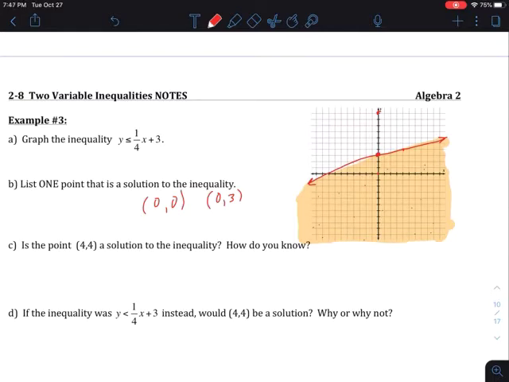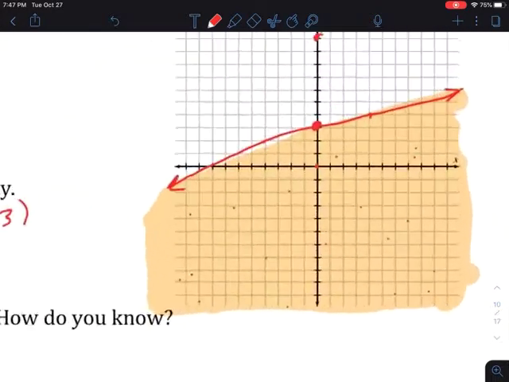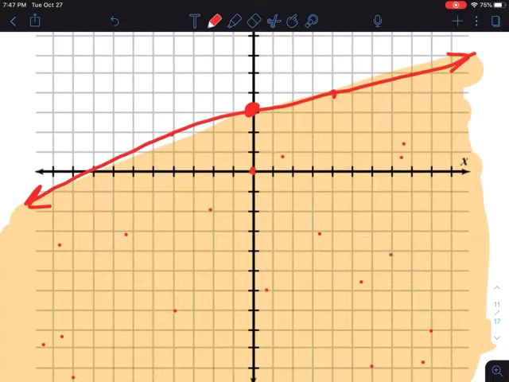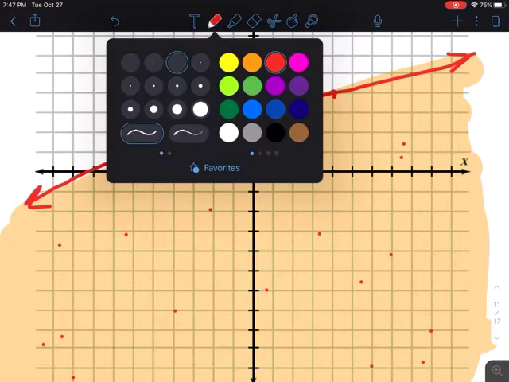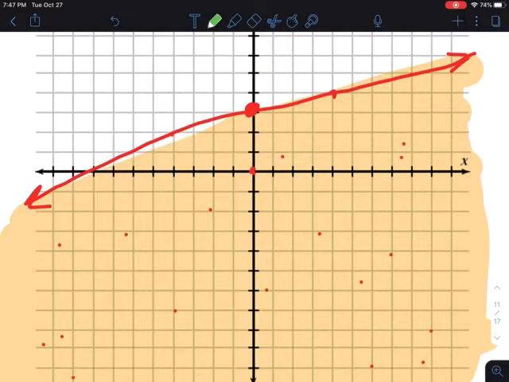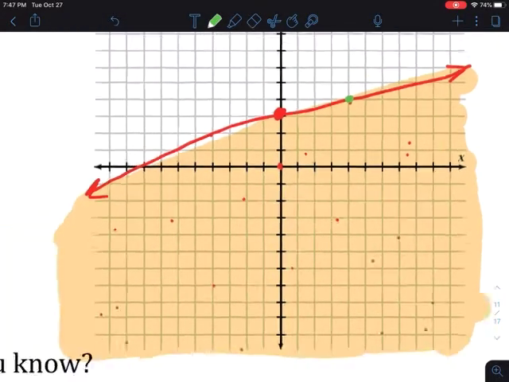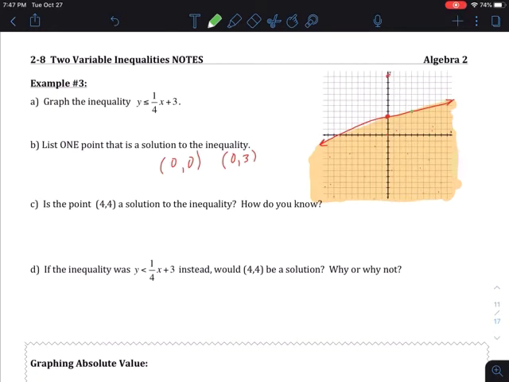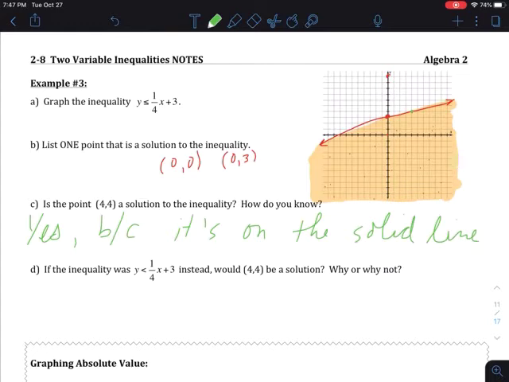All right, so letter C, is the point 4, 4 a solution? So we zoom in, 4, 4 is actually right here. Yes, it is, because it's on the solid line.